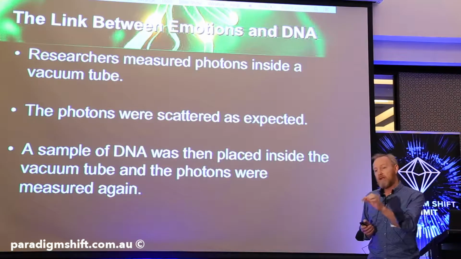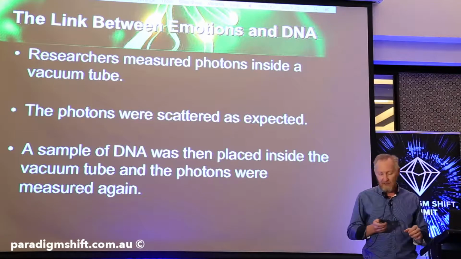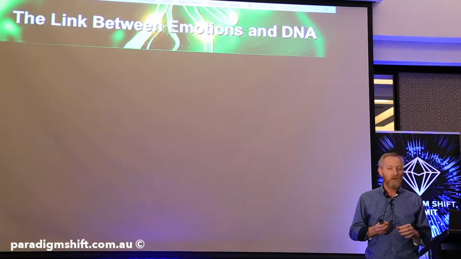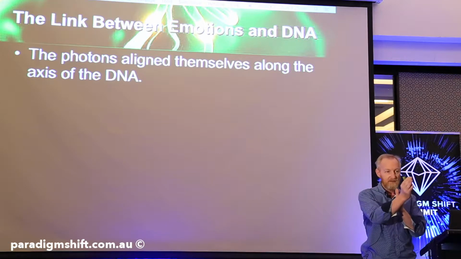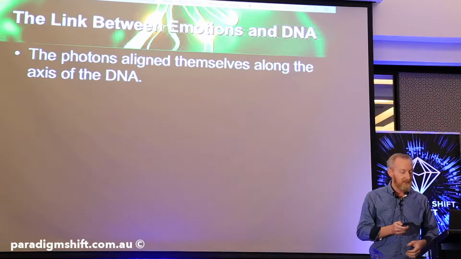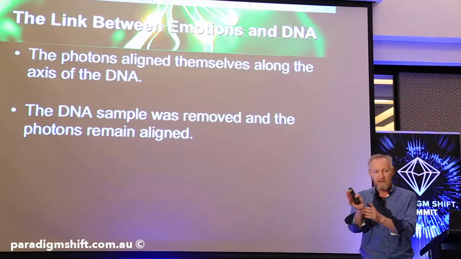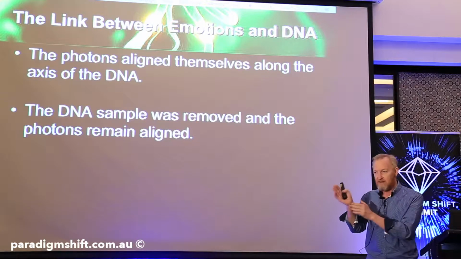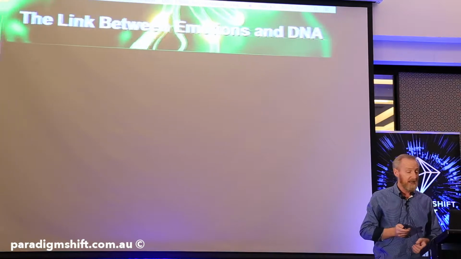So then they put into the vacuum tube a little piece of DNA, a sample of DNA. They retested it again, and lo and behold, all of the photons lined up exactly with the DNA, exactly. And then they took the DNA out, and the photons remained in the shape of the DNA, in exactly the same direction. And this is what's known as the phantom DNA effect.